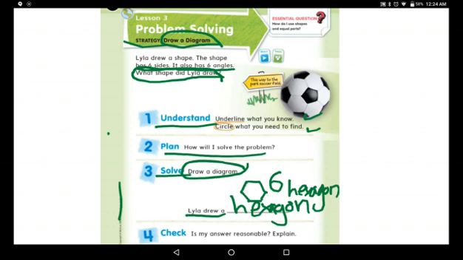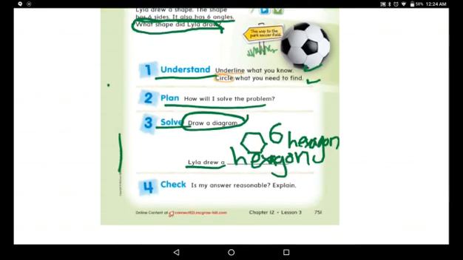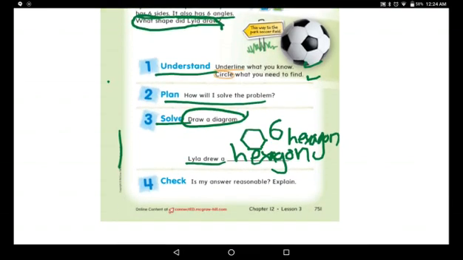Great job. Now I want you to check your work. Is my answer reasonable? Yes. Why? Explain. Because the shape that I drew has 6 sides like what Leela drew. Amazing job. Put a star. Go to the next page, 752.